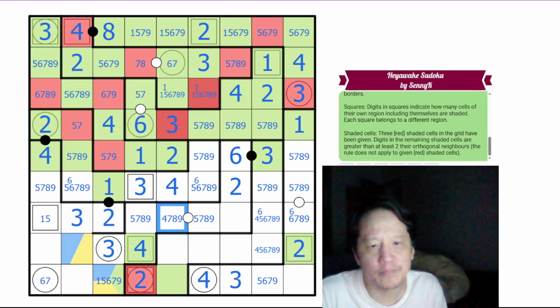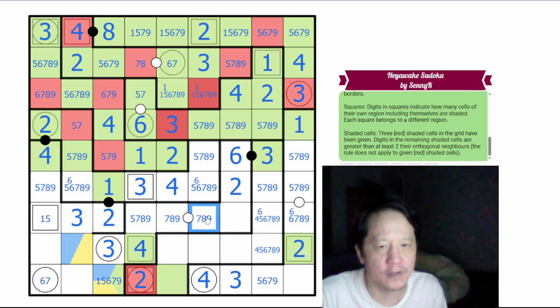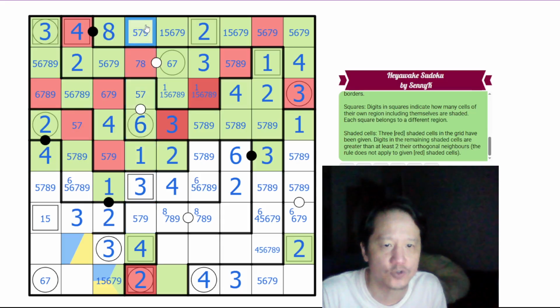That means this can't be 4, so this can't be 5 here. This is guaranteed to have an 8, which eliminates 8 in the rest of the region and the rest of the row. That's not that helpful, though. 4 cannot be any of these, but 4 could be here. This cannot be 1. We have 5, 7, 9 as a triplet in column 4, which eliminates 5, 7, 9 in the rest of the column.